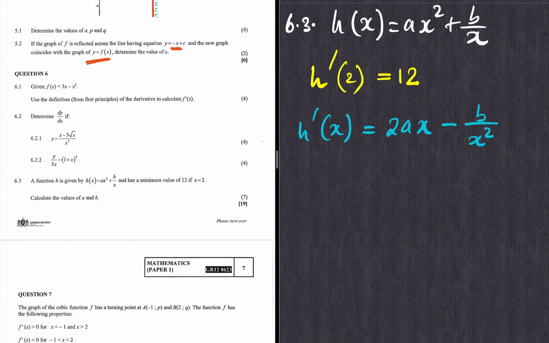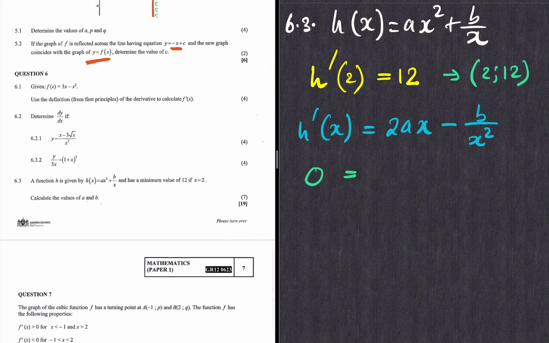Again, this has a minimum value when x is 2, so let's solve for the value of a. It should not really be that difficult. What I also want you to know is that the point at the minimum is (2, 12). But this is a derivative, so it should be 0.